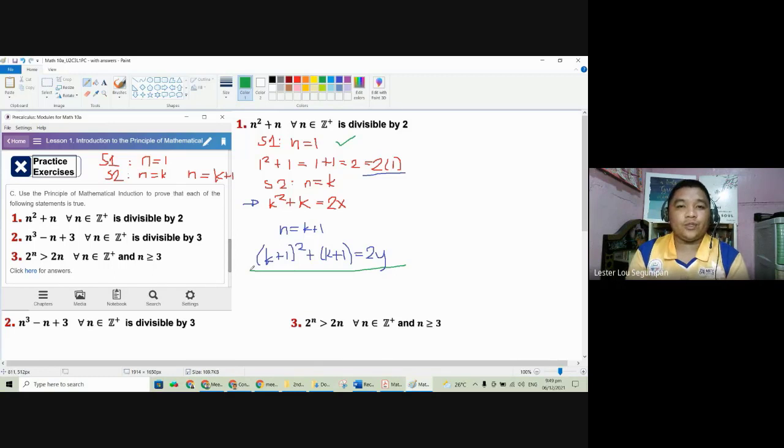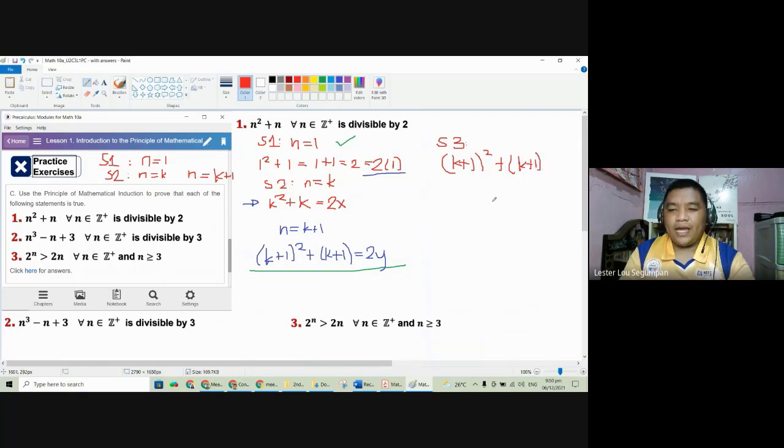Unlike the first two videos, which are focused on identities, where we are manipulating the expressions in such a way that we could come up with the endpoint, here, no need for talking about endpoint. We just need to show that this expression is really divisible by 2. So let's try to manipulate this expression only, because this is what we're going to show later on. So we have the square of k plus 1, plus k plus 1.